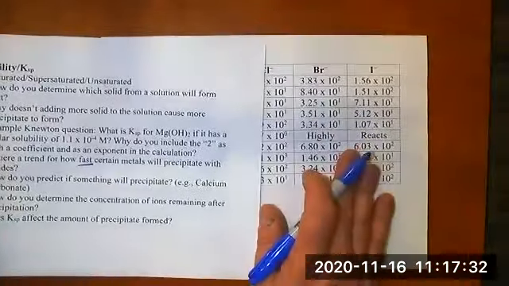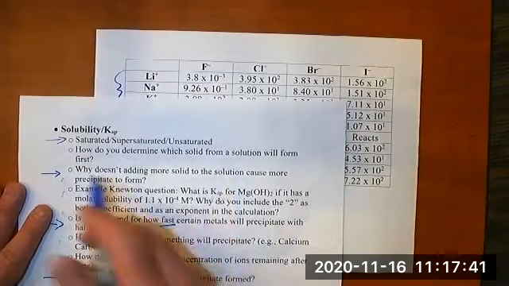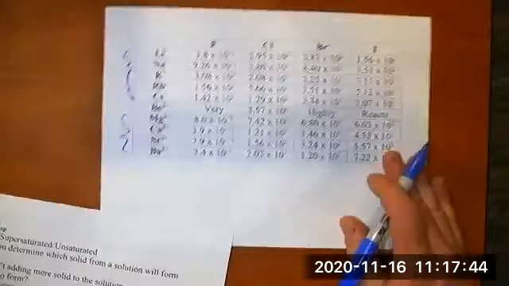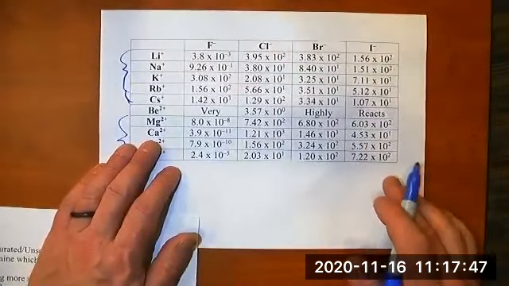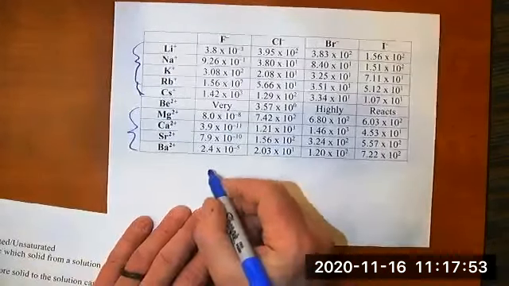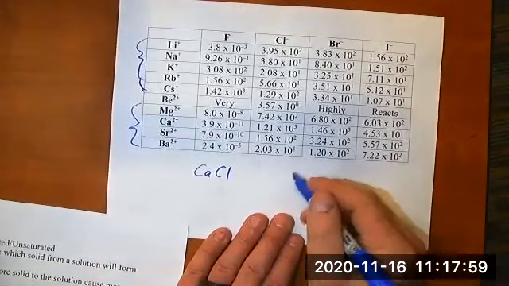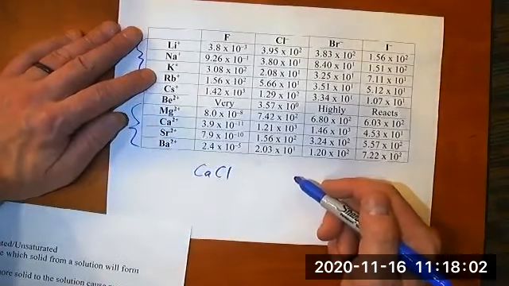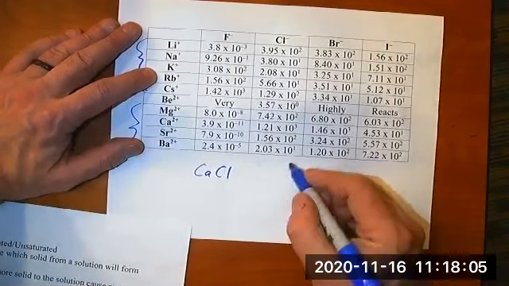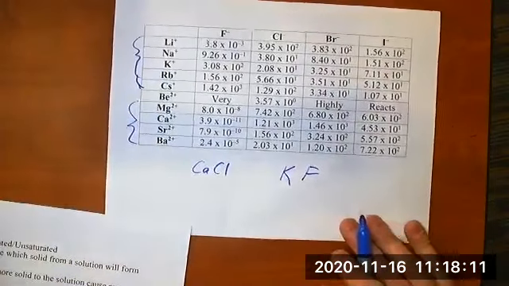But we're going to now use this for some examples to look at some of the other questions. So for example, how do you determine which solid from a solution will form first? So let's come up with an example here. Let's suppose that we make a solution of calcium chloride, okay? And then we make another solution of, let's say, rubidium, no, we'll do potassium fluoride. And then we mix the solutions together.